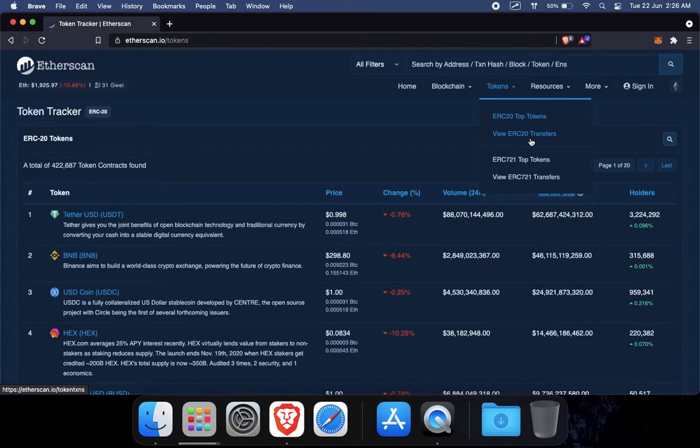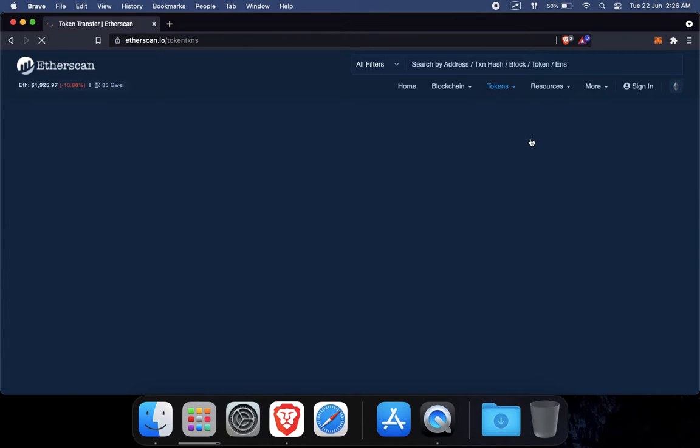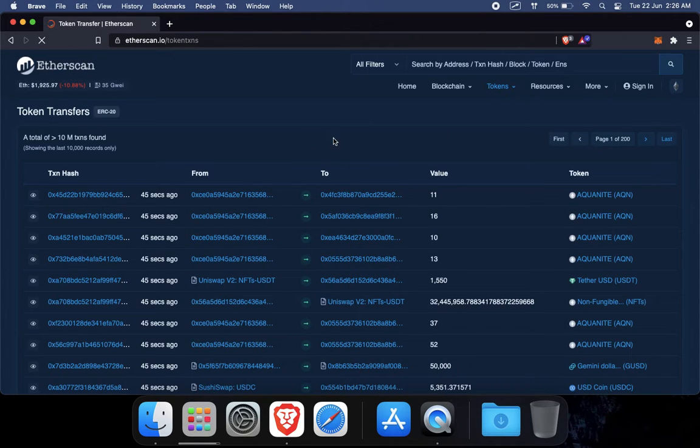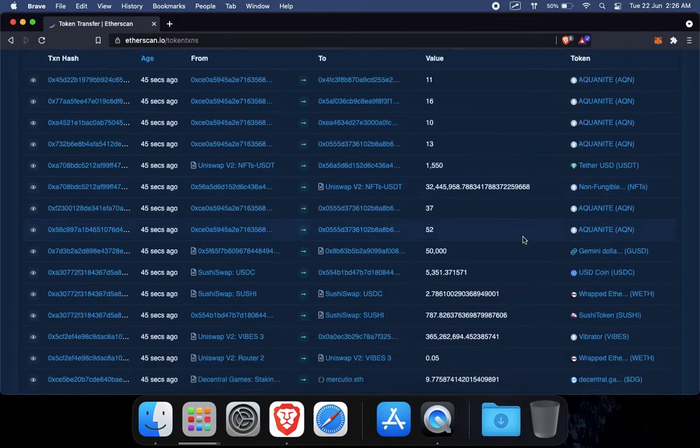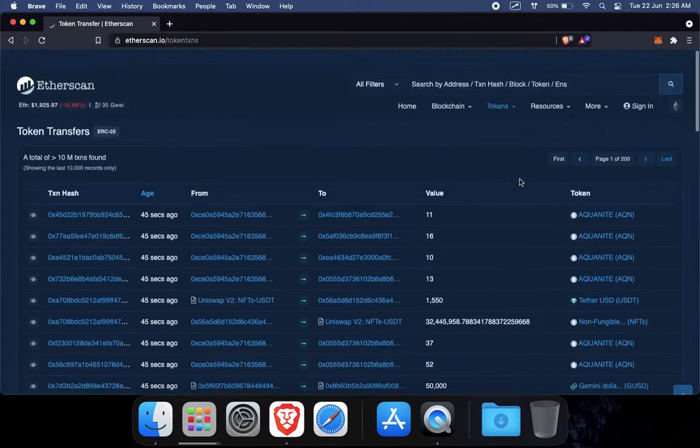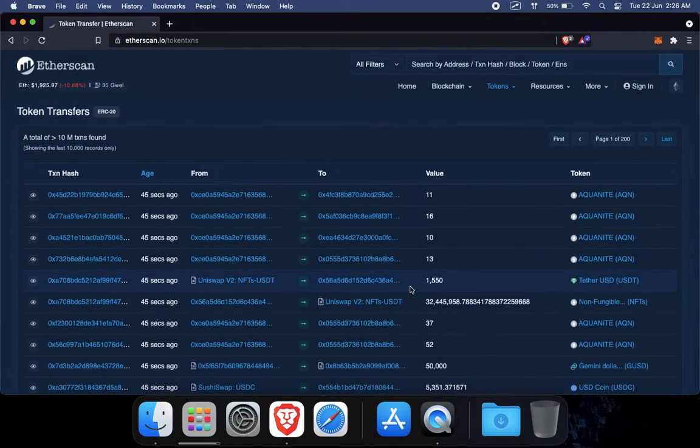Okay, ERC-20 token transfers. So this is the movement, right? These are the transfers. You can look at it in more detail if you want to. It's really for people who study the blockchain more. More than 10 million transfers. Yeah, transactions, not transfers. Transactions.